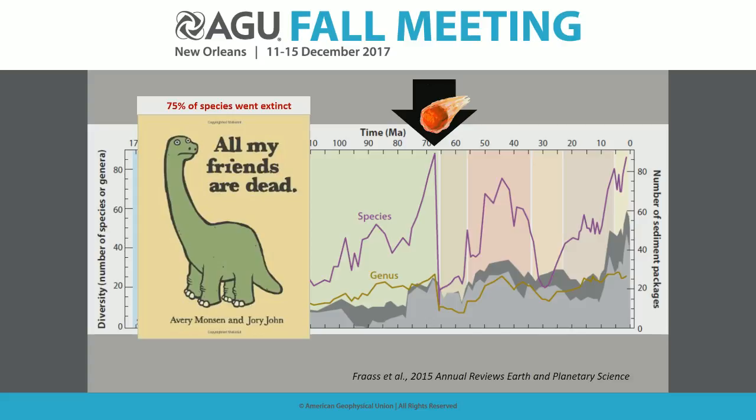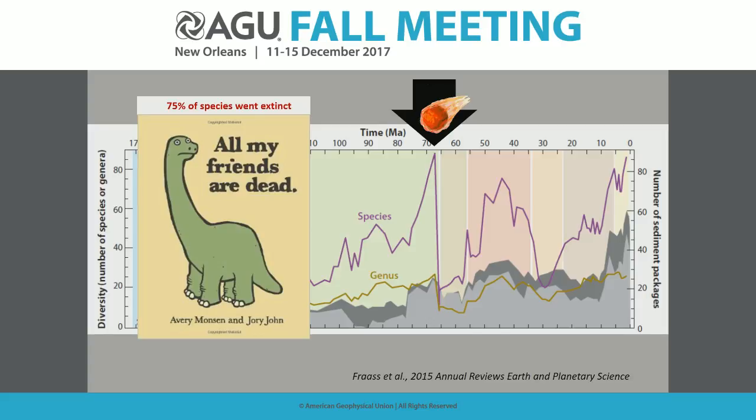And you can define recovery in several different ways. Think about recovery in terms of diversity, that is the number of species, or you can think about recovery in terms of productivity of the ecosystem, and those things don't necessarily go hand in hand. And if we think about recovery of diversity, as you can see in this plot, within tens of thousands of years after the impact, more than a dozen new species reappeared, so it's really quick.